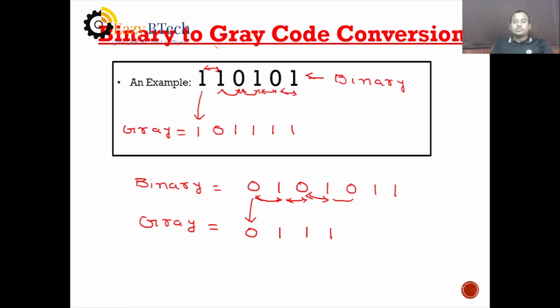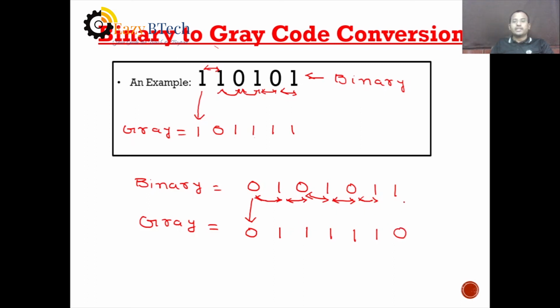Again, for the next position you take modulo sum between the two. 1 modulo 0 is 1. Again, for the next position take modulo sum between 0 and 1. So it is 1. For the next one you take modulo sum between the next two positions. If you take the modulo sum between 1 and 1, the result is 0.